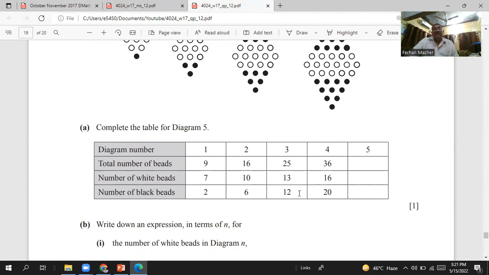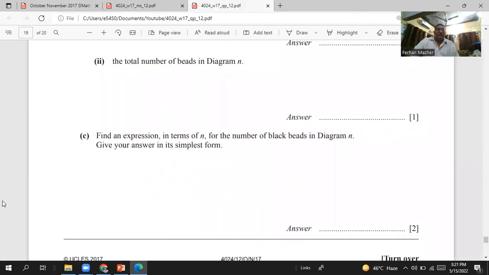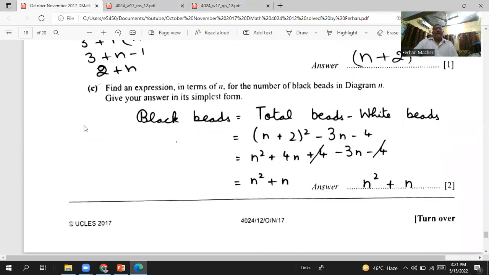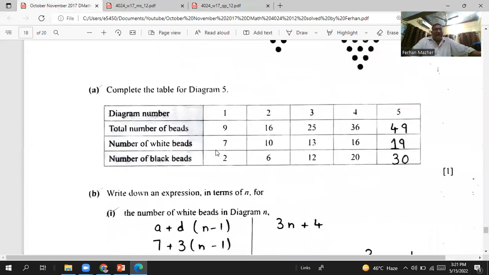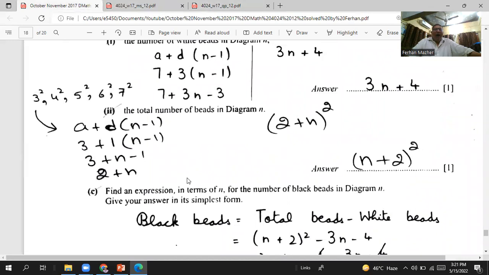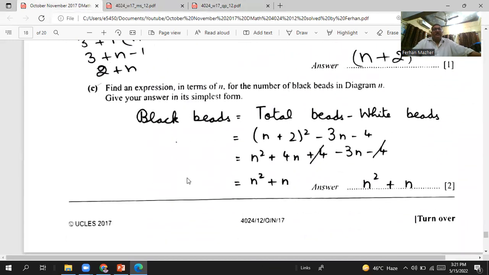The black beads are 2, 6, 12, and 30. So 4, 8, and then, let me show you. The black bead is basically total beads minus the white beads. You see the black beads, there is a difference of these two. Total minus the white beads. So the black beads is equal to total beads minus the white beads.